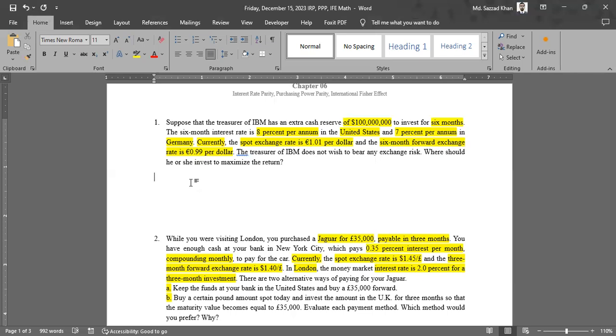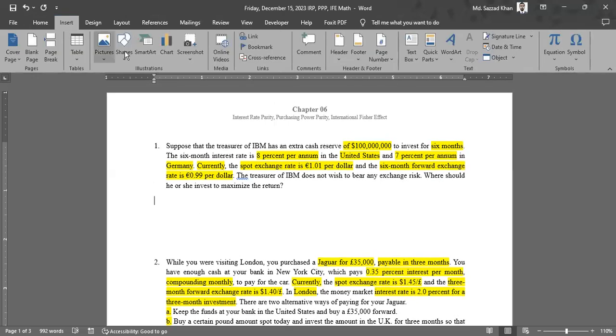This is in the United States. I've already told you when I was discussing this concept that the United States is the home country, and any other country apart from the United States will be our foreign country. So 7% per annum in Germany, so Germany would be the foreign country. Currently, the spot exchange rate is euro 1.01 per dollar, and the 6-month forward exchange rate is euro 0.99. So it's about the forward rate with the interest rate.